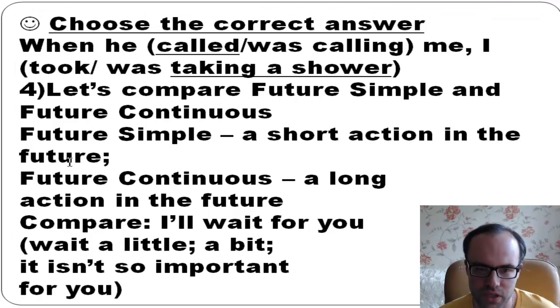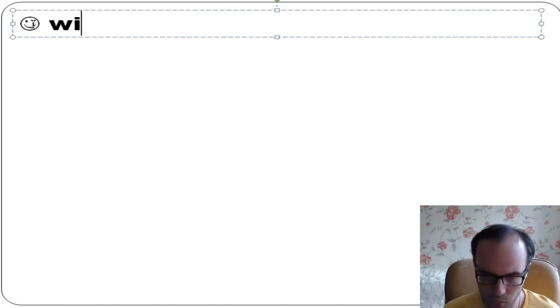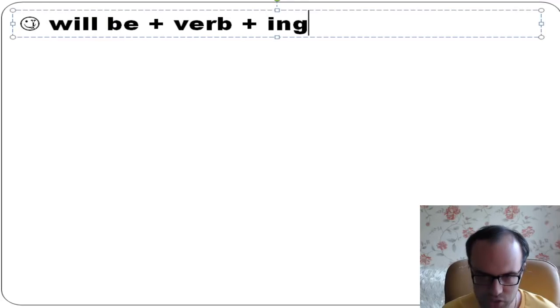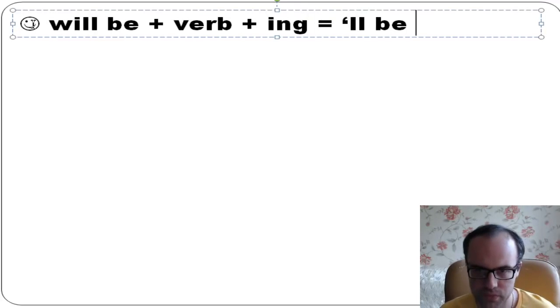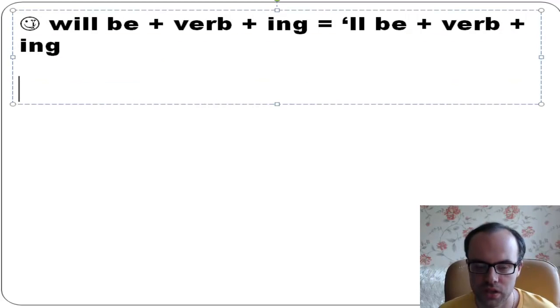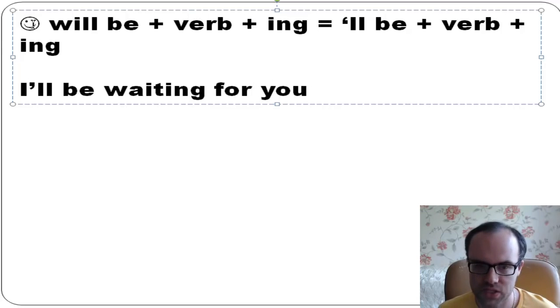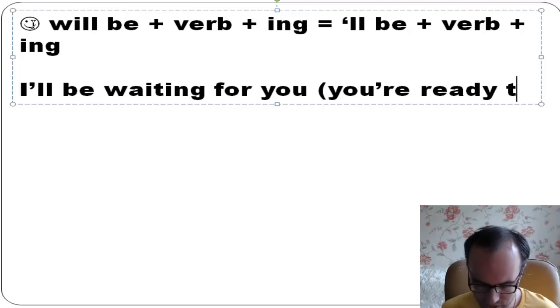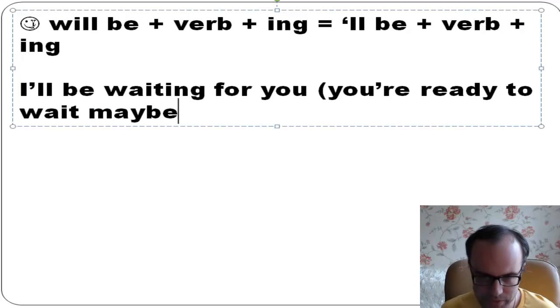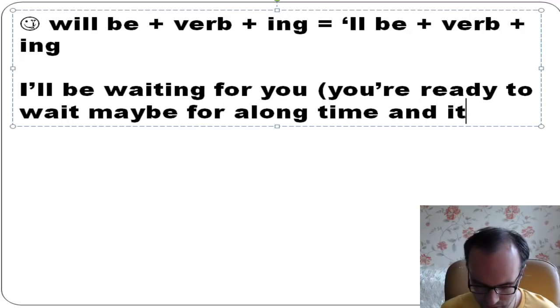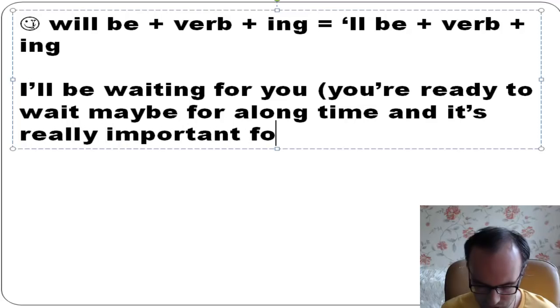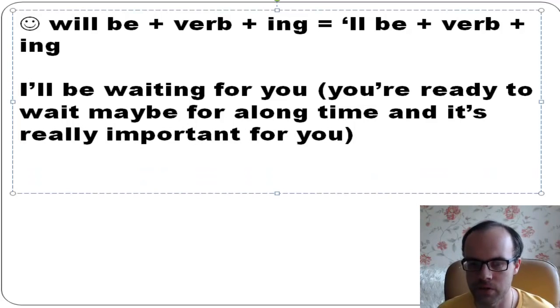Well, if you use future continuous, it's will be plus verb plus ing, or you can also use a short form. It will be the following: I'll be waiting for you. If you say it this way, it means that you are ready to wait, maybe for a long time, and it's really important for you. Yeah, I'll be waiting for you.